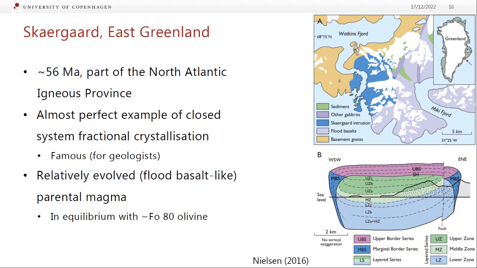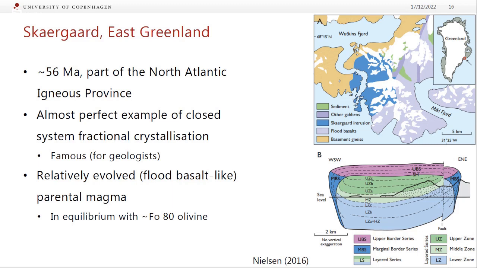Okay, so the Skagerrak intrusion. I mentioned at the end of last week, it's in East Greenland. It's about 56 million years old, and it's part of the North Atlantic Igneous Province, the large igneous province that was formed by the Iceland plume, which is still causing eruptions today under Iceland. It's really famous if you're a geologist, because it's this almost perfect example of closed system fractional crystallization.